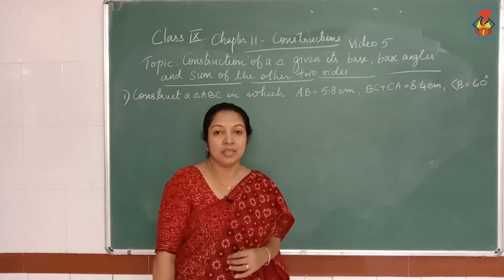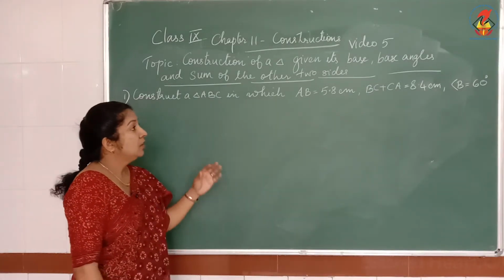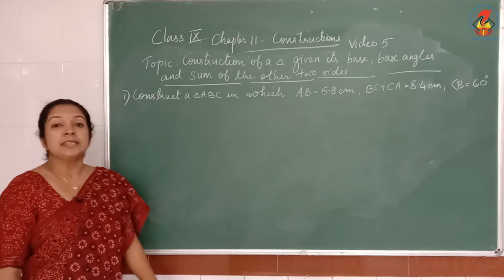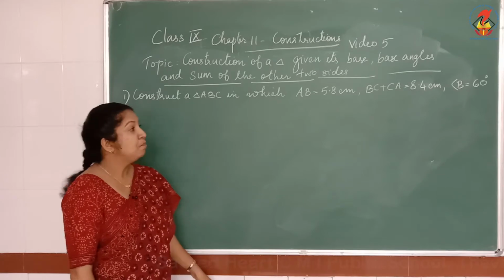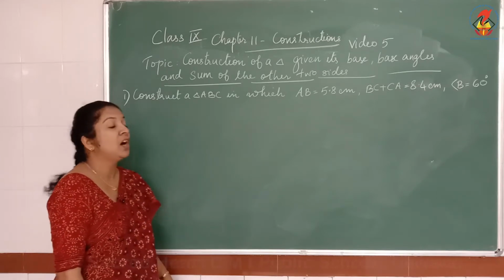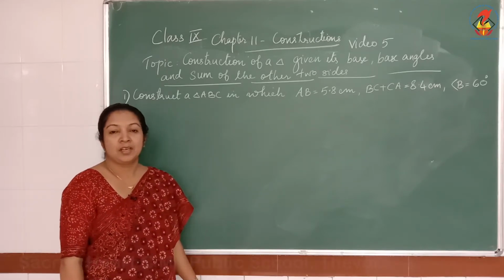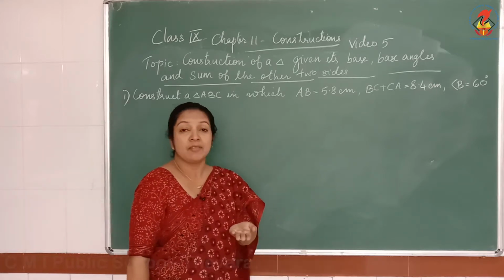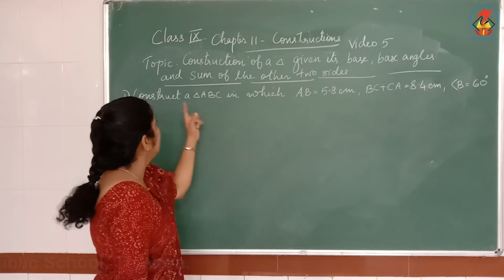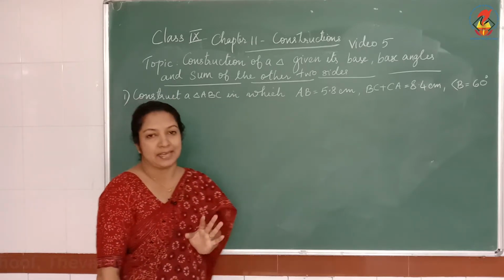Chapter 11 Constructions. Topic is construction of a triangle given its base, base angle and sum of the other two sides. We have to construct a triangle. What is given? Base is given, base angle is given and sum of the other two sides.